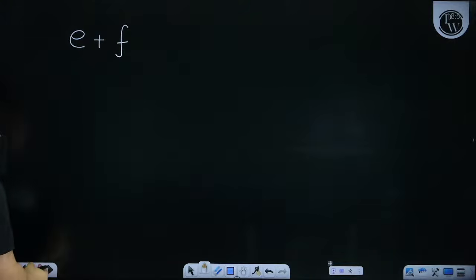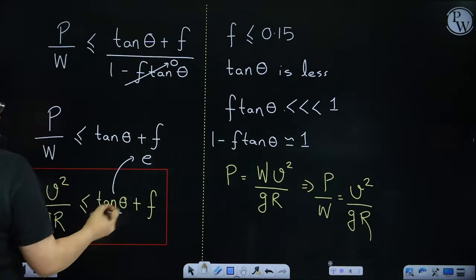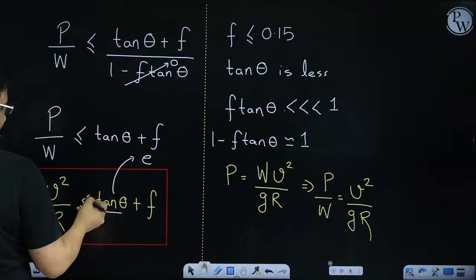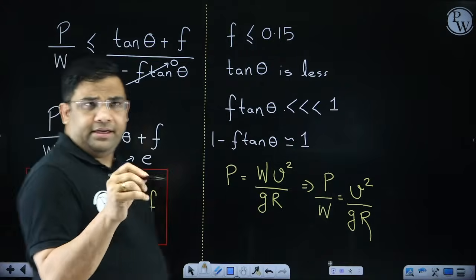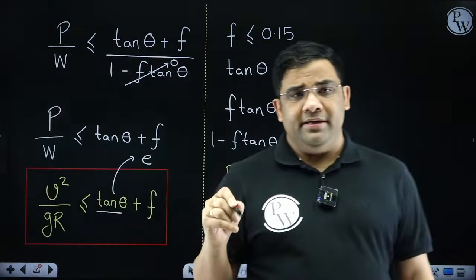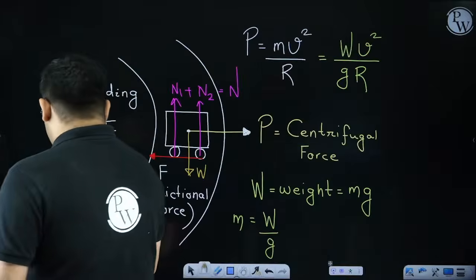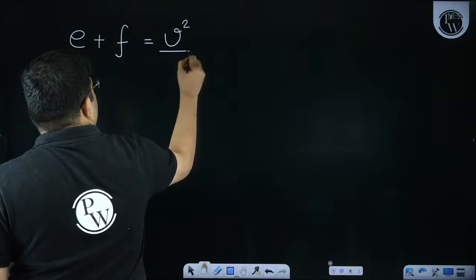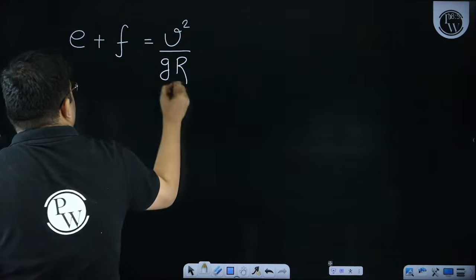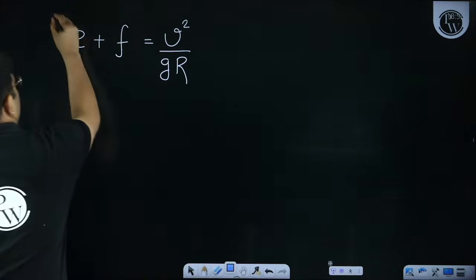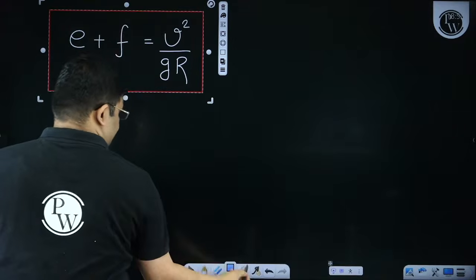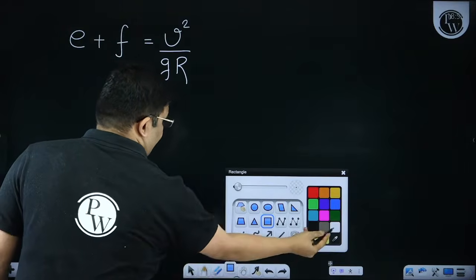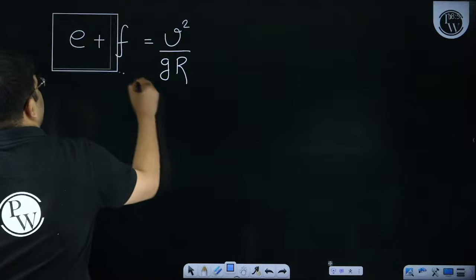This is E, this is F. E plus F, this is less than or equal to, and I can make it equal to in the limiting condition. So this becomes equal to V square upon GR. So this is the equation of super elevation I am getting.